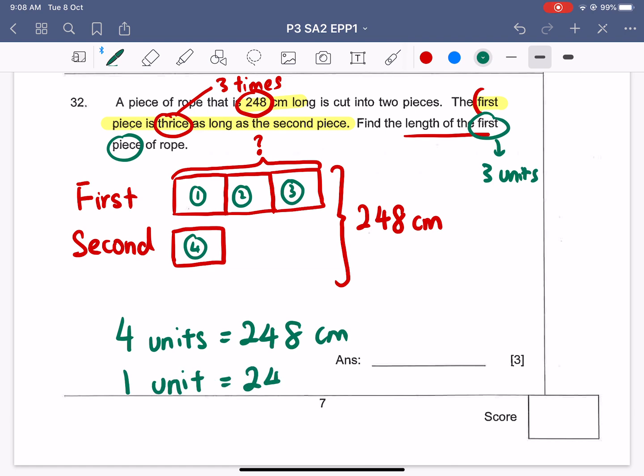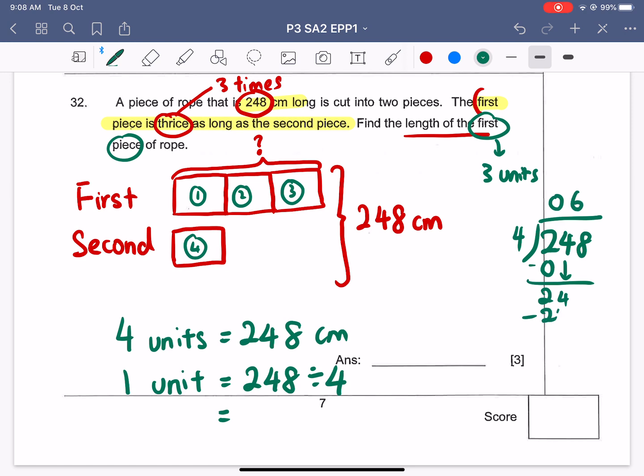So to do that, we take 248, we divide it by all the 4 boxes to find out how much is 1 box. So when we do that, we divide it by 4, and we have a 0. Okay, we bring down the 4, we get a 6. Okay, and we bring down the 8, it gives us 2 with no remainder. So there I know that 1 box is 62.